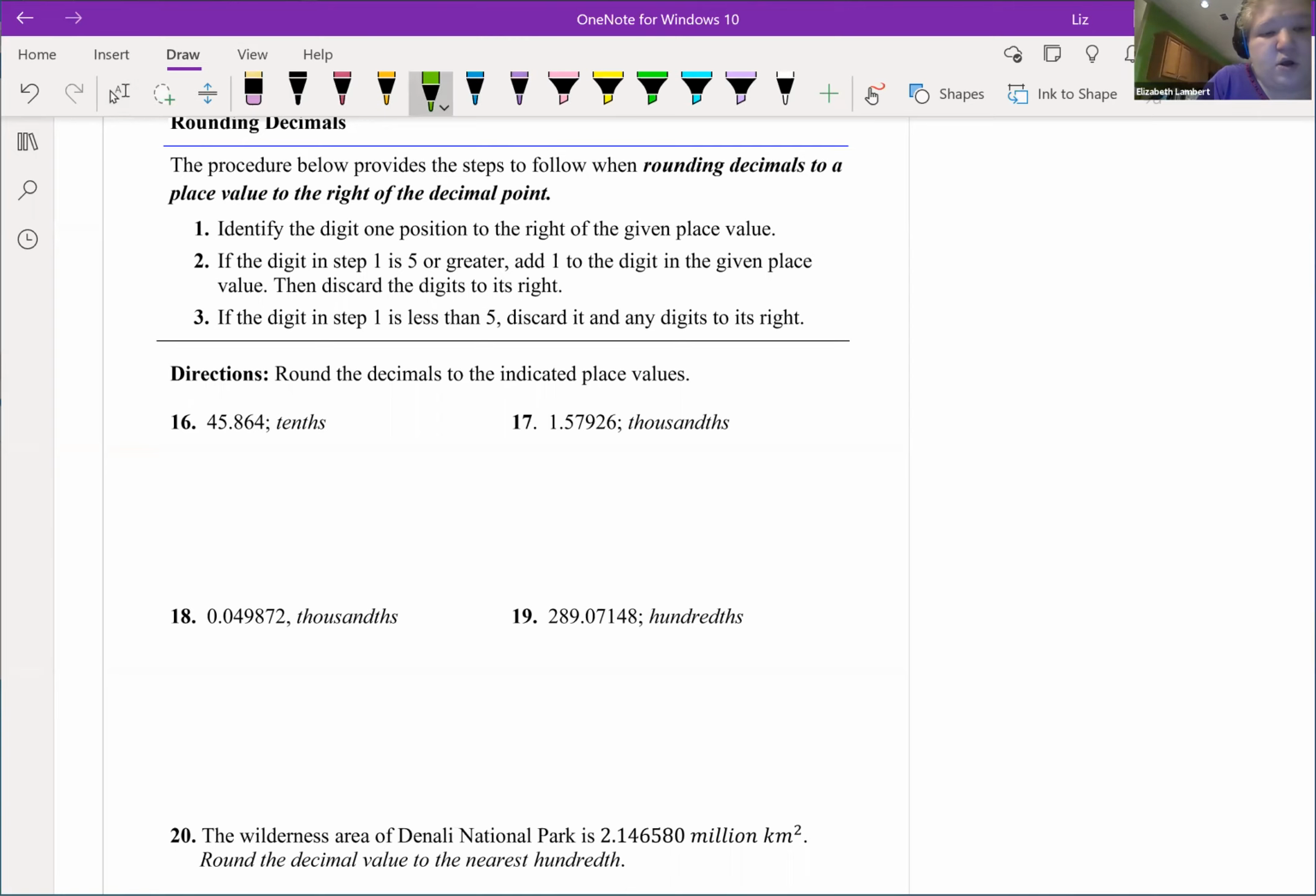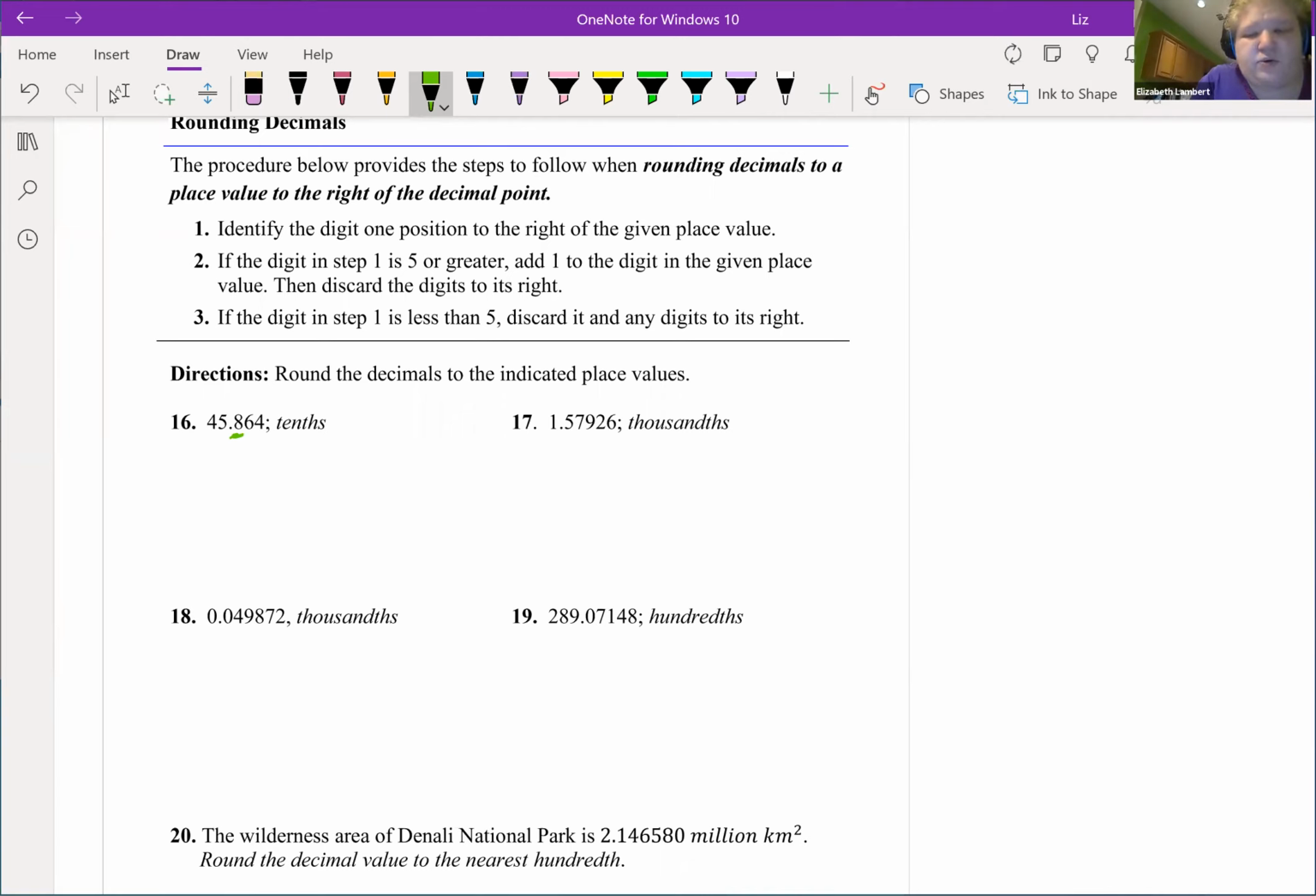All right, so 45 and 864 thousandths. We're going to round this to the tenths place. So I like to put a little mark under the one that we're rounding to. So I want to write a digit in that place. I was also a chem major for a while, so this is also the way I would notate significant figures. So they got kind of similar in my head.